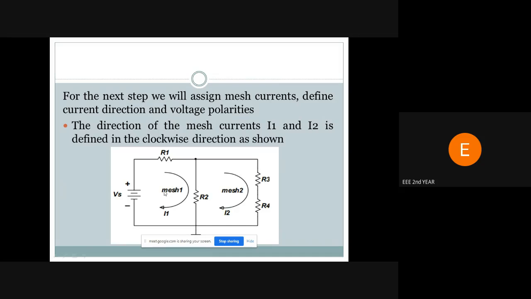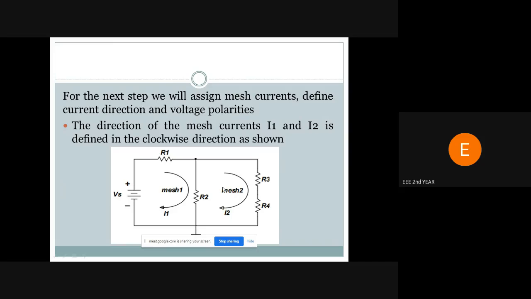Okay, not in anti-clockwise direction. You must assign the current in clockwise direction. So let us see here the direction of the mesh currents, where I1 and I2 are defined in the clockwise direction. That is mesh 1, which has clockwise current I1. For I2 in mesh 2, the current is also flowing in the clockwise direction, right?